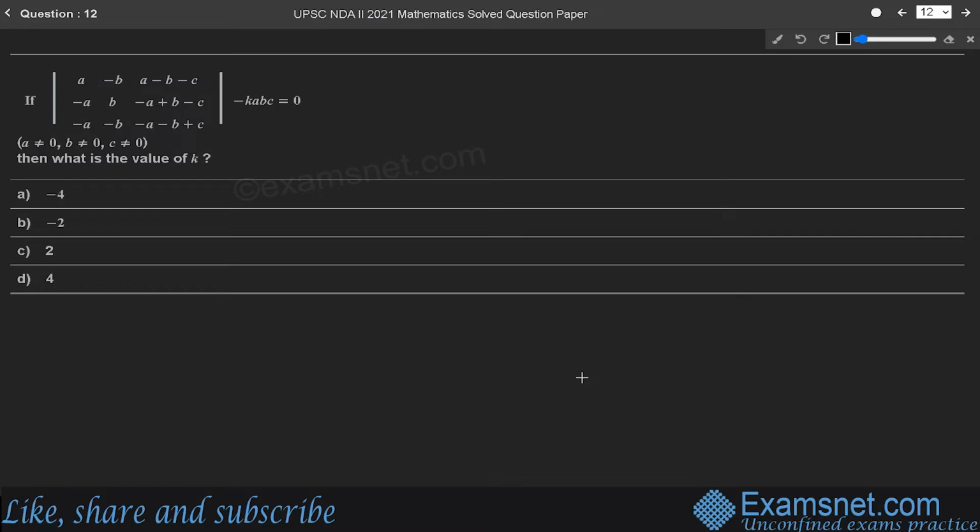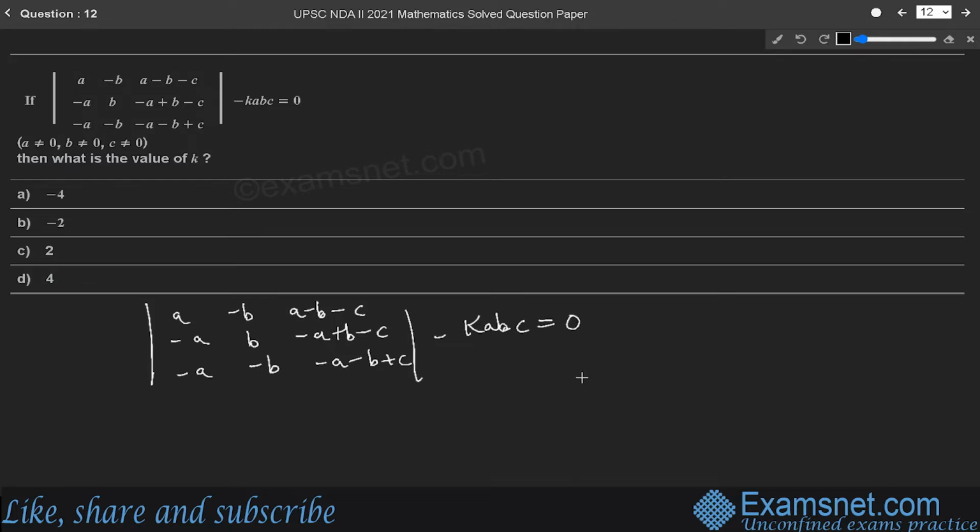Next question is, if the determinant of [A minus B, A minus B minus C, minus A; B, minus A plus B minus C, minus A minus B; and minus A minus B plus C], minus K into ABC is equal to 0. It is given in the question, where A, B and C are not equal to 0, then what is the value of K? So from the given determinant and the term, we have to find the value for K.